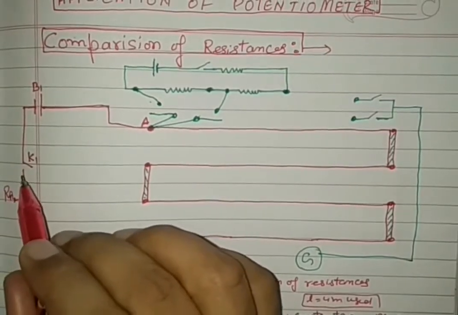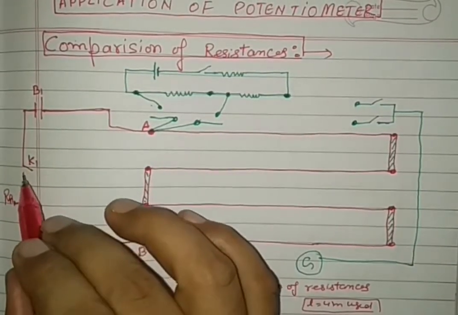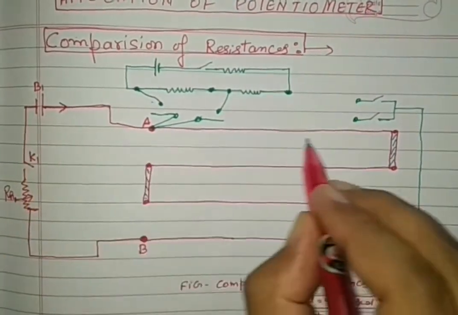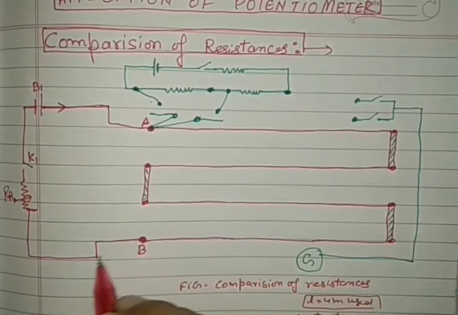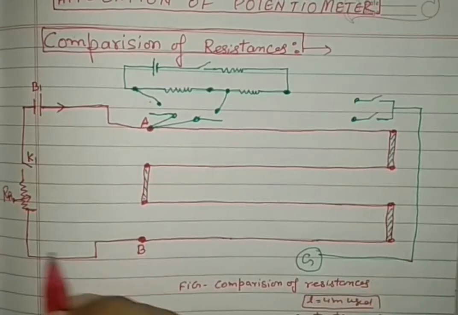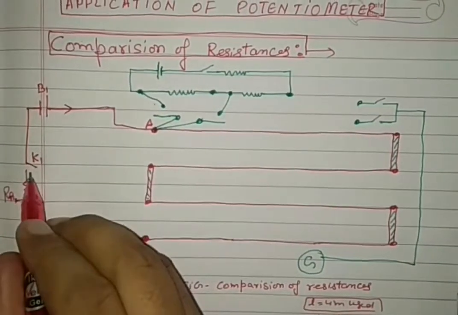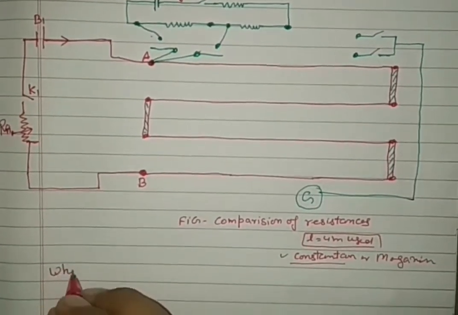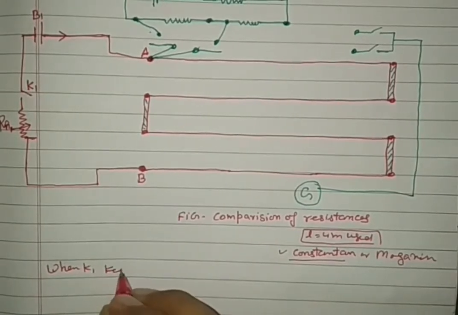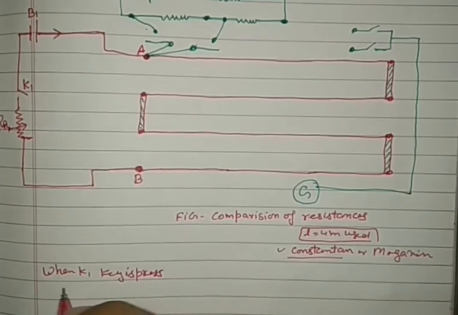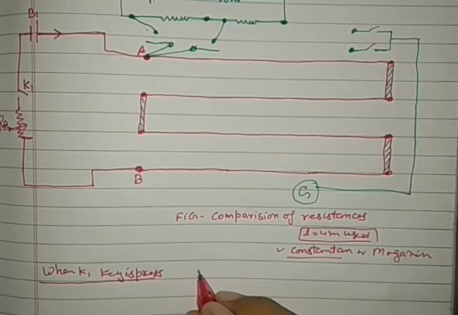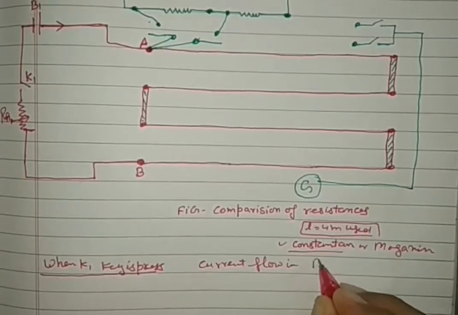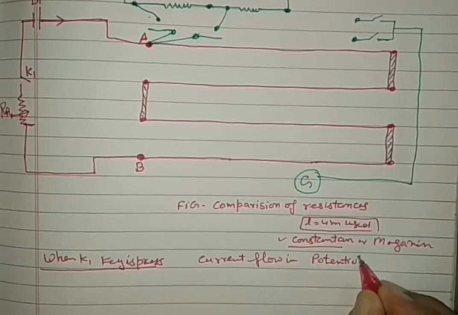See, my dear students, carefully: when we press the key K1, a current will flow, and in the closed path this current runs through the potentiometer on pressing the key K1. Let me write: when the K1 key is pressed, current flows in the potentiometer.